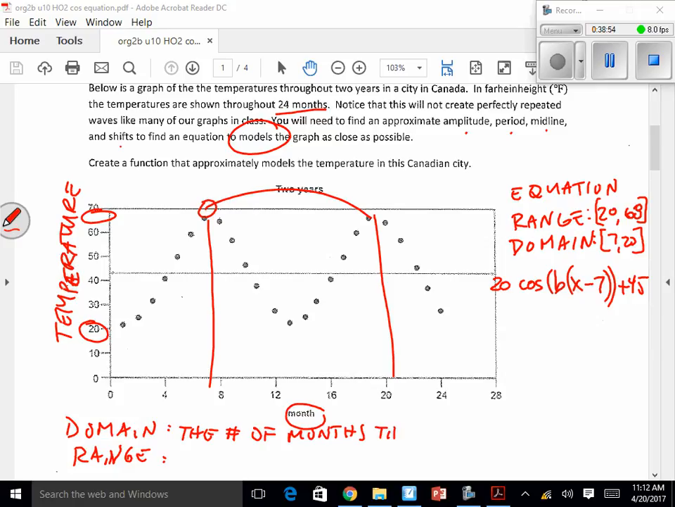The domain, what does it mean? In this scenario, it's the number of months that we look at temperatures. So we looked at those months. Would that be an extra point for us, or we wouldn't need that? What we have up here is enough to get it. This might put us in the 3 range. The range are the temperatures considered during certain months.